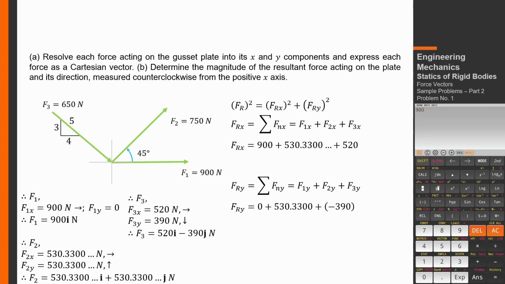So, substitute natin. 900 plus 750 cosine 45 plus 520. Store na lang natin to sa A. Tapos, yung 750 sine 45 minus 390, store na lang natin sa B dahil gagamitin pa. So, ito yung mga values. X component ng resultant ay 1950.33 na going to the right dahil positive yung naging sagot. Tapos yung y component ng resultant force ay 140.33 upward.